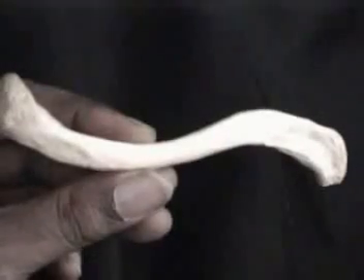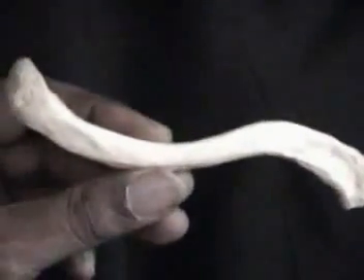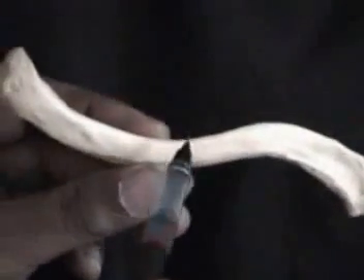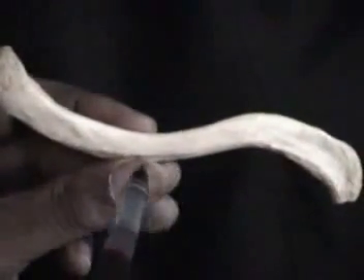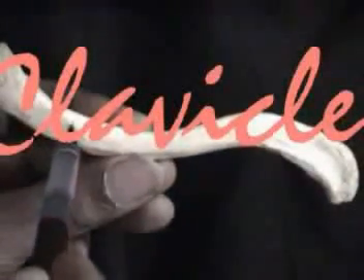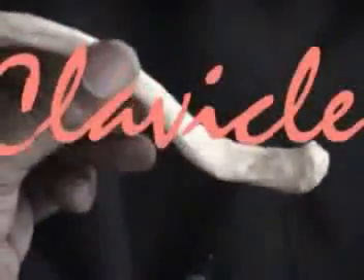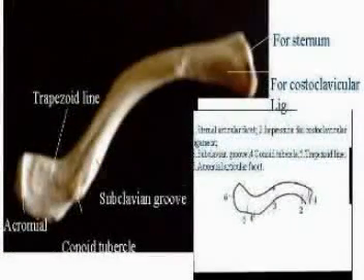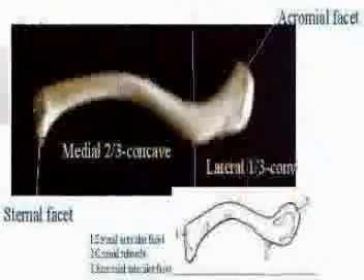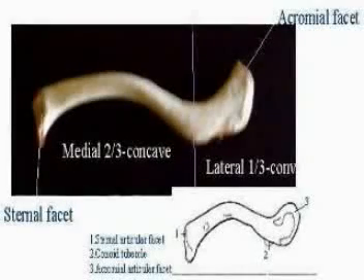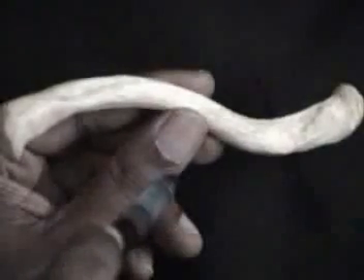It is divided into a lateral 1/3 and a medial 2/3. The lateral 1/3 is flat, while the medial 2/3 is cylindrical. It has two ends by which it articulates with different bones.